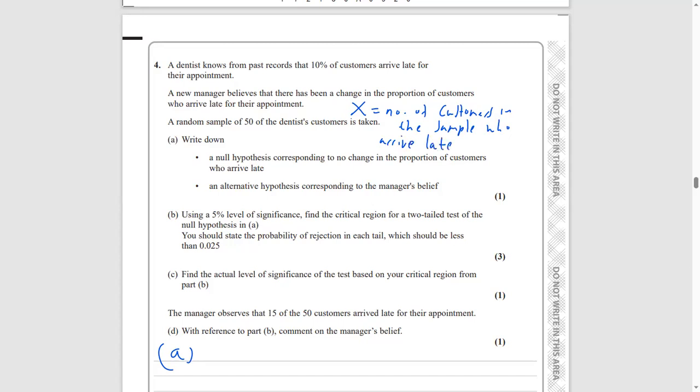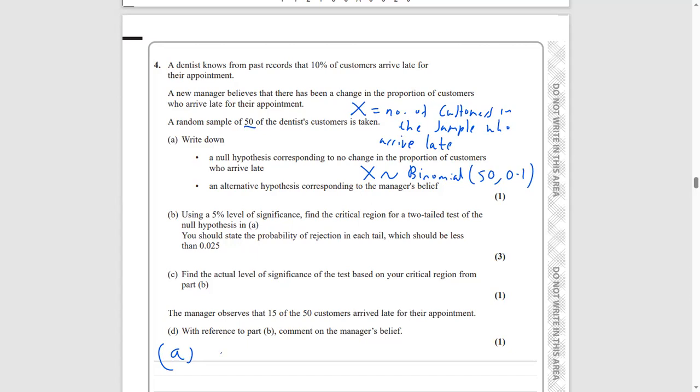So what we've really got here is a binomial distribution. We'll just make a note of this in the question, that this is a binomial distribution. Now, how many people do we have in our sample? We've got 50, so 50 as your n value. And assuming H0, our null hypothesis, the probability of success, the proportion of customers who arrive late, is going to be 0.1. And again, this is assuming our null hypothesis.